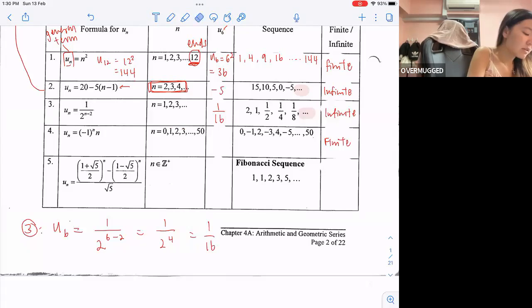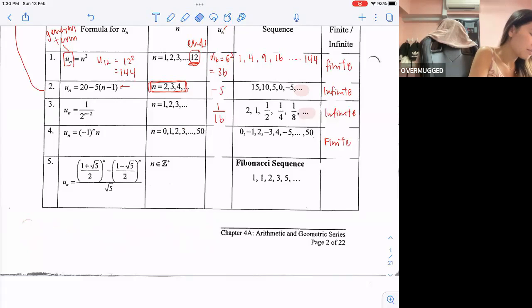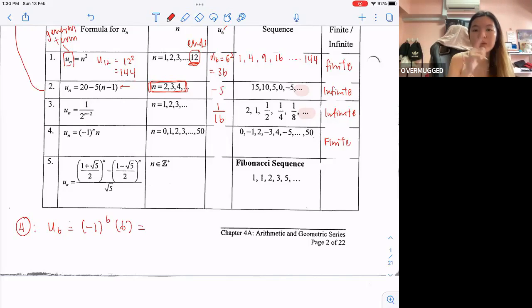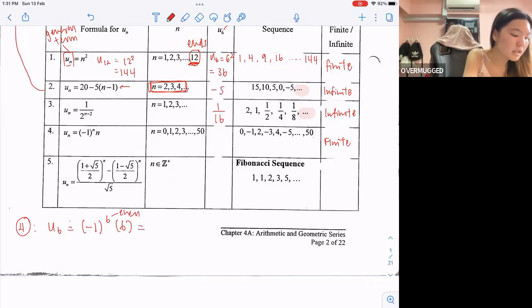I'm just going to erase this working over here. You can see that for U6, for my row 4, now we're at sequence number 4, U6 will be minus 1 to the power of 6 and then 6. Realize that minus 1 to the power of 6, because 6 is an even number, will just become 1 times 6. So all I will get is 6. So that will be my answer.